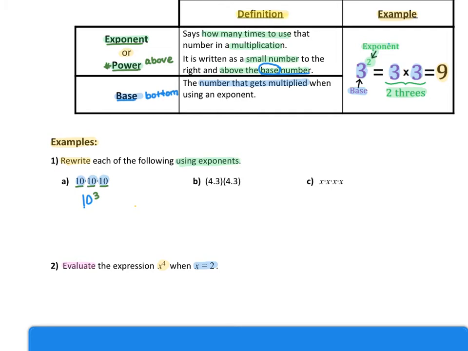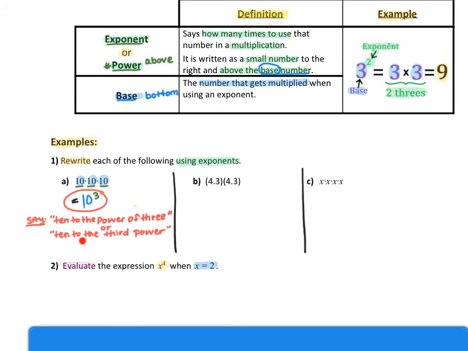And so the answer for part A is 10 to the power of 3. Or you could also say 10 to the third power, or you could simply say 10 cubed.